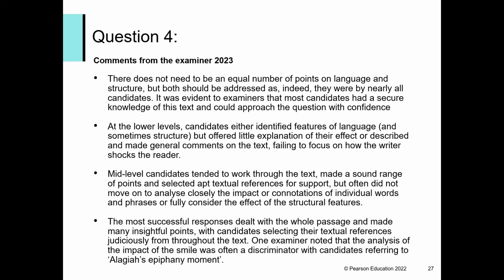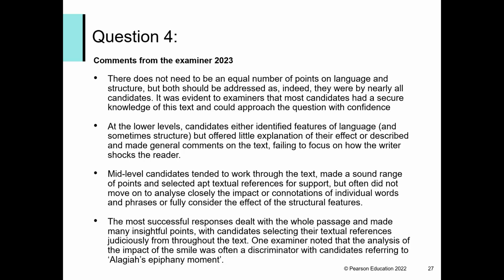So the comments from the principal examiner for the June 2023 paper was there does not need to be an equal number of points on language and structure, but both should be addressed, as indeed they were by nearly all candidates. It was evident to examiners that most candidates had a secure knowledge of this text and could approach the question with confidence. At the lower levels, candidates either identified features of language and sometimes structure, but offered little explanation of their effect or described and made general comments on the text, failing to focus on how the writer shocks the reader.